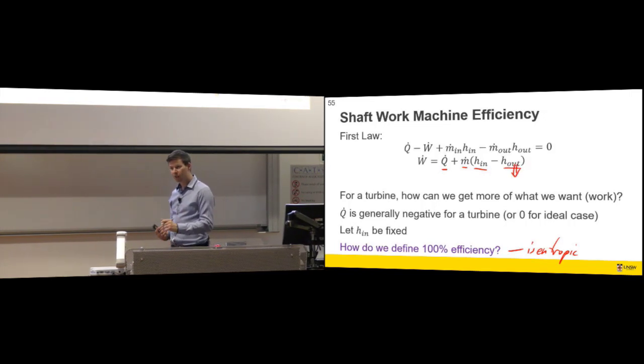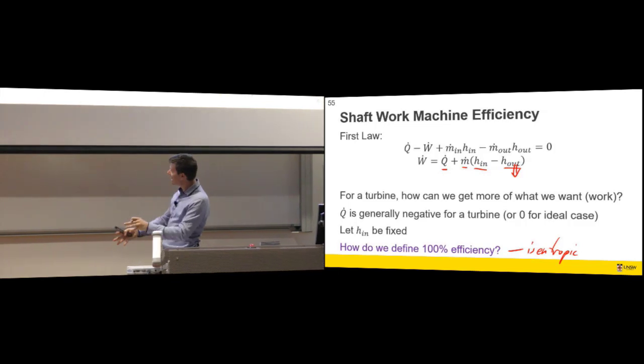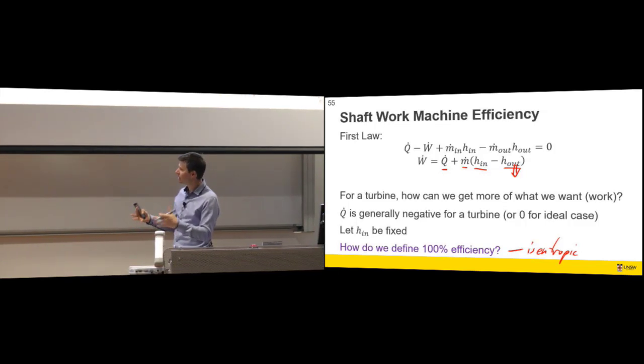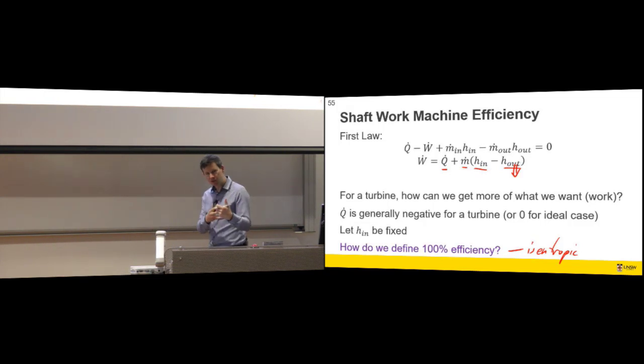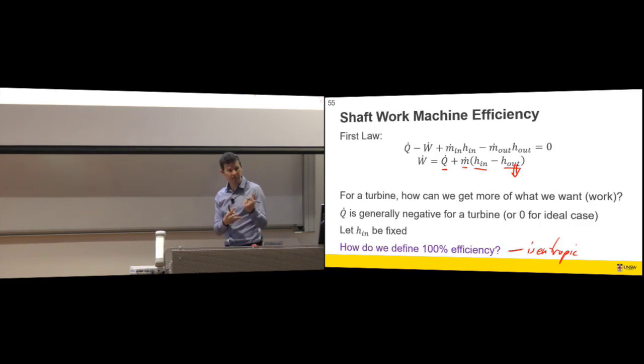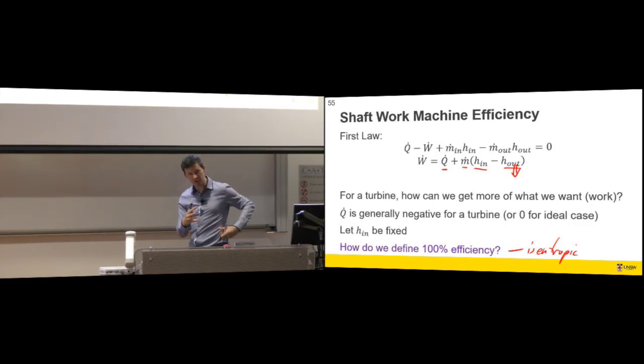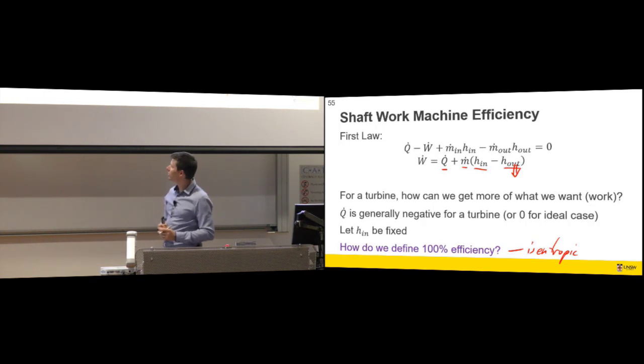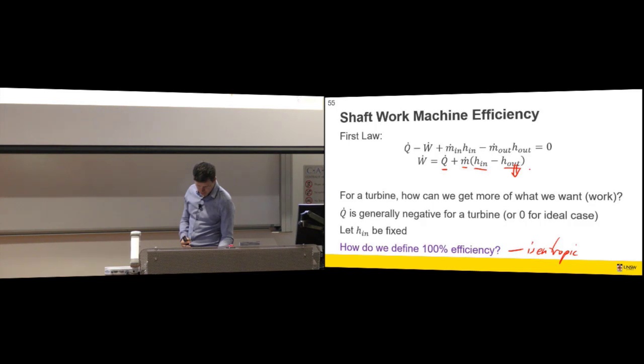So as little energy as you can have in the fluid as it leaves, that means you've got more energy that you use to generate your, in this case, a turbine, maybe generating electricity. That would be a normal thing to do with a turbine. Maybe you're running a shaft that's running a compressor in a Brayton cycle, back work, okay? So you want H out to be as low as possible.